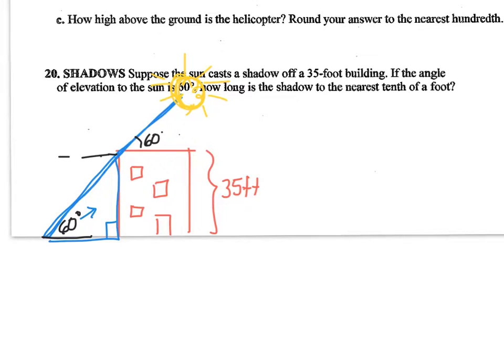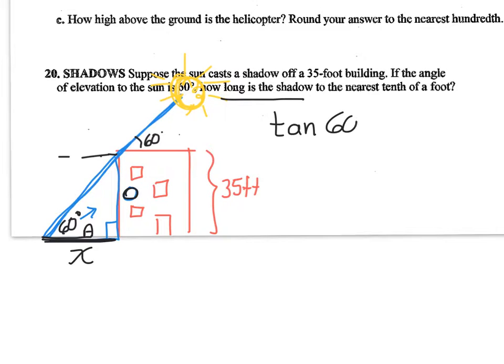So I have the opposite side, and they're asking me for the shadow, right? How long is the shadow? So this is the shadow right here. So I need to know this. And I have the opposite, which is 35. So opposite, what is the x representing? The hypotenuse or the adjacent? The adjacent. So O and A, I need to use what property?